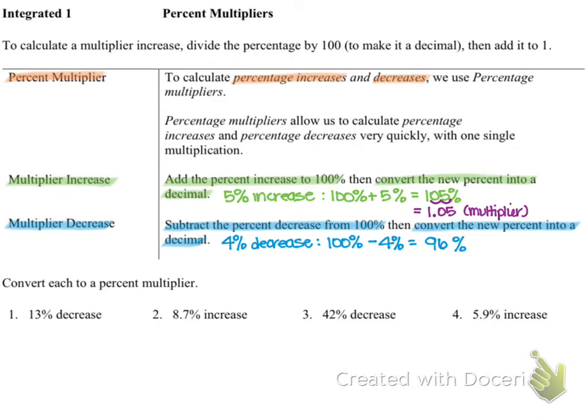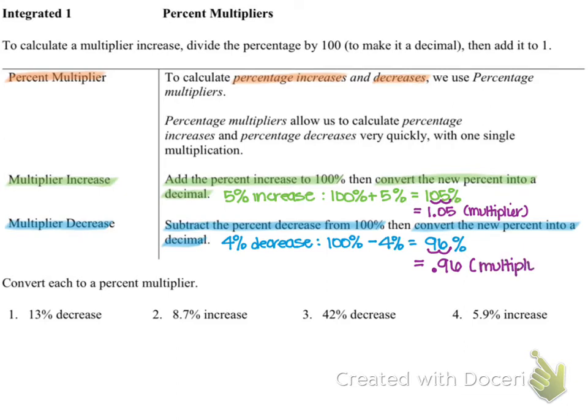96%. And then remember with the decimal point, if you can't see it, it's hiding behind the last one. We're going to slide it 2 to the left. So this is going to give us 0.96. That's our multiplier.